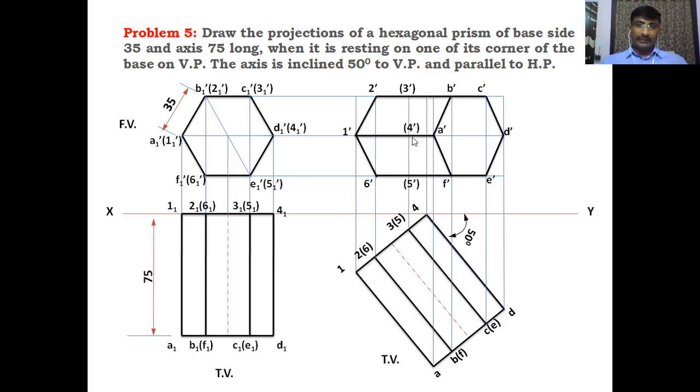This is the position of the solid, and the invisible lines are on the backside of the solid. Invisible lines are from 3 dash to 4 dash. 4 dash to 5 dash is the invisible base side, and 4 dash to D dash is the invisible longer edge. Those lines should be dotted lines.